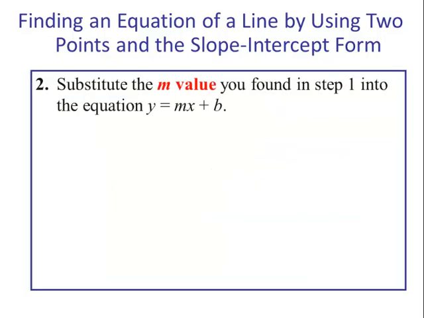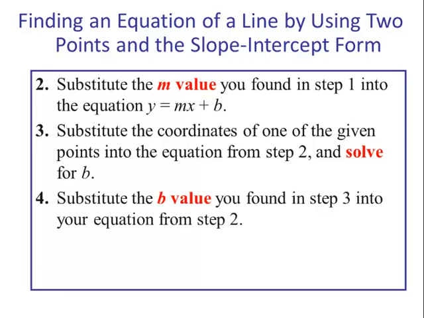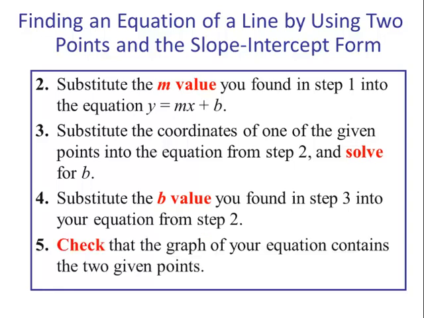Next, number 2, we substitute the m value that we found from step 1 into the equation y equals mx plus b. Number 3, we substitute the coordinates of one of the given points into the equation from step 2 and solve for b. It doesn't matter which point you pick. Number 4, we substitute the b value that we found in step 3 into the equation from step 2. And number 5, we check the graph to make sure it contains both points.